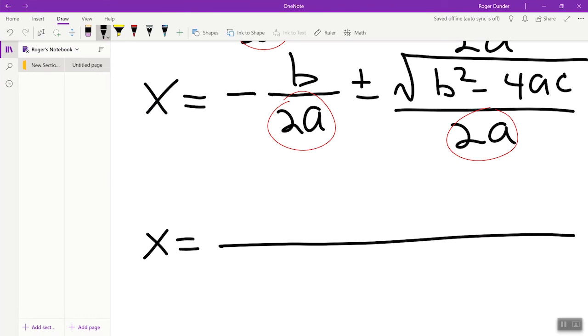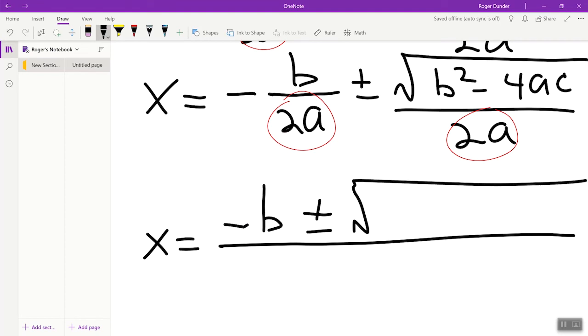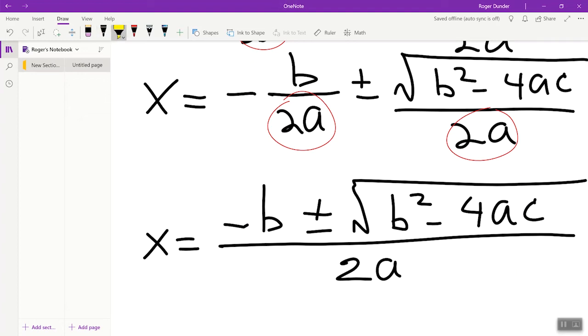There we go. Minus b plus or minus the square root of b squared minus 4ac all divided by 2a. And folks, that is the quadratic formula right there. You need to memorize this formula.